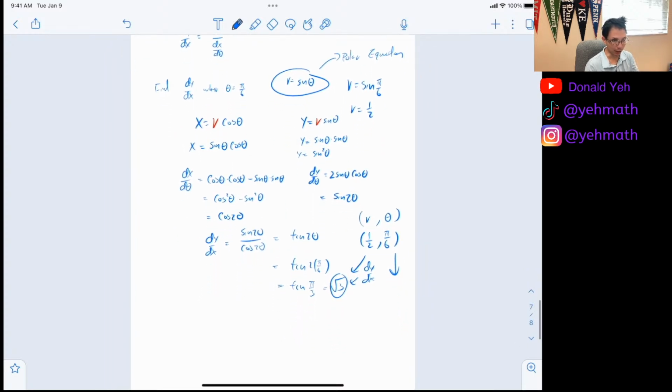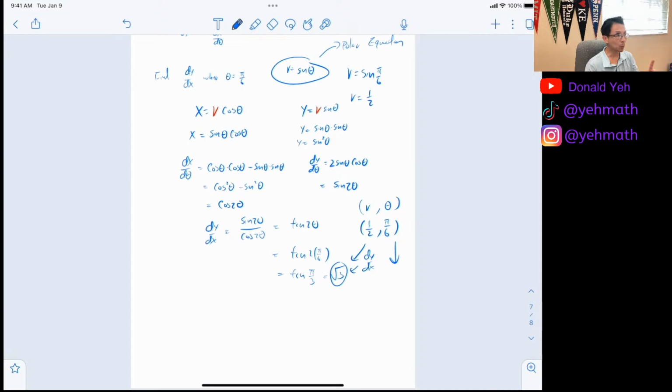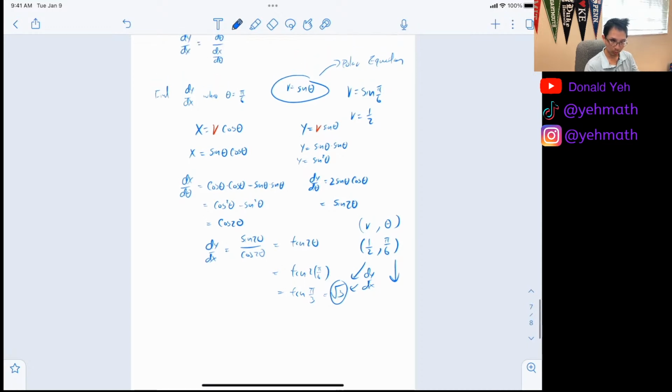At the same question, I can also find out... What's that arrow to the right? Which one? The one that's pointing straight down. I don't know, I lost my train of thought when I was doing that. So wait, that's the tangent line? No, that's a slope. The slope of the tangent line.